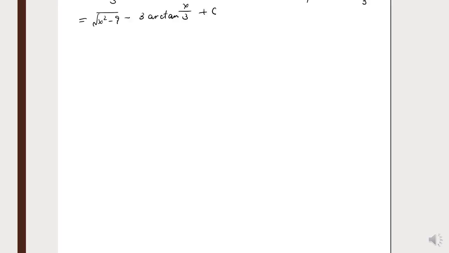So do you want to try another one similarly? If you want, we have another example here. Example 2. Using the same trigonometric substitution method for integration, let's try it. So we have an integration like this.